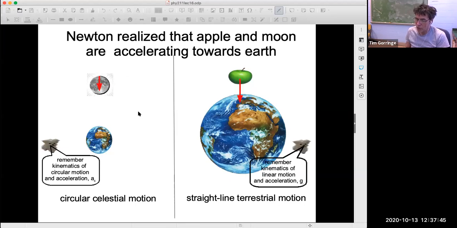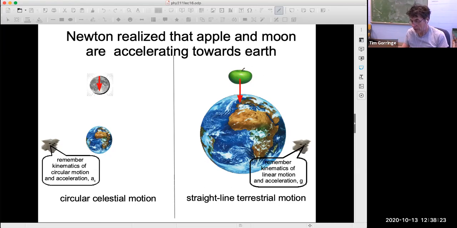Well, what Newton realized was that there are common things about the motion of the moon in its orbit around the Earth and the motion of the apple as it falls towards the Earth. And what he first realized was what's common is the acceleration of the moon and the apple. Specifically, they're both accelerating towards the center of the Earth. And we have all the physics we need now to understand that, right?